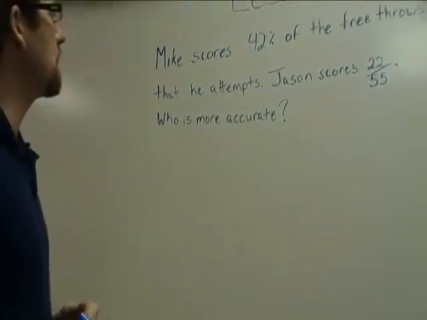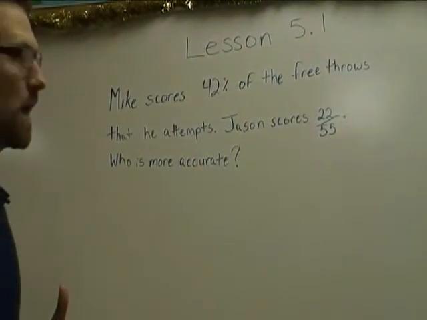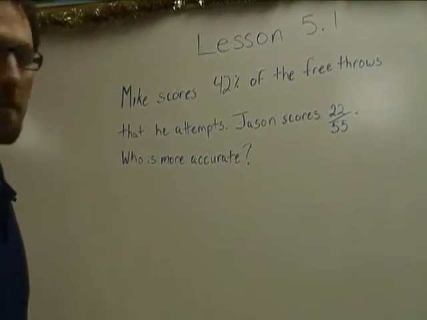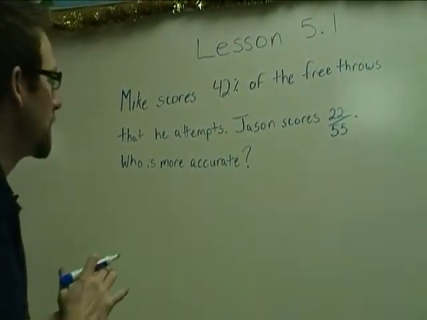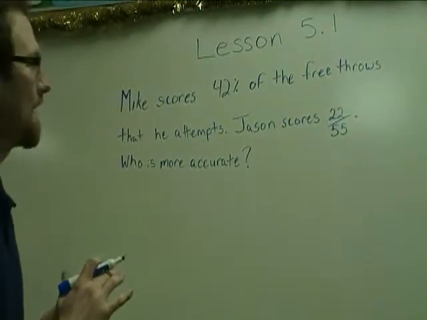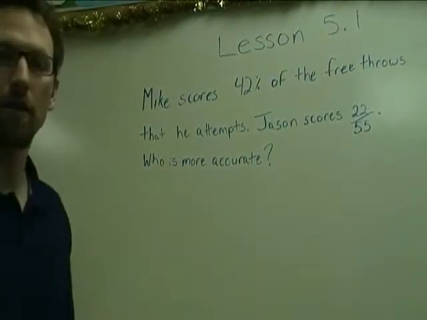Mike scores 42% of the free throws that he attempts, okay? 42%, so we got a percent. It's not bad, he's almost 50-50. Jason scores 22 out of 55. Okay? Who is more accurate?